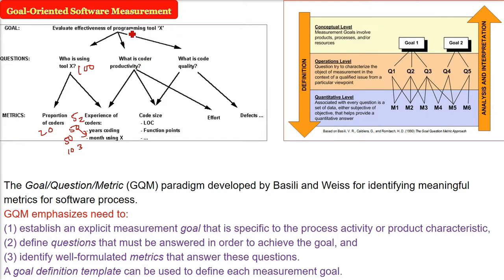What is coder productivity? If you want to use this tool, what will be the code size? How many lines of code can a coder write? 100 or 1000 or say 10 only? What are the function points? We'll discuss that. Just understand it is functions, procedures or methods. The next question can be, what is code quality? If someone is writing in Python, how many defects will be produced? What effort has to be put in? This is how the metrics will come from the questions being answered with respect to the goal which has been decided.